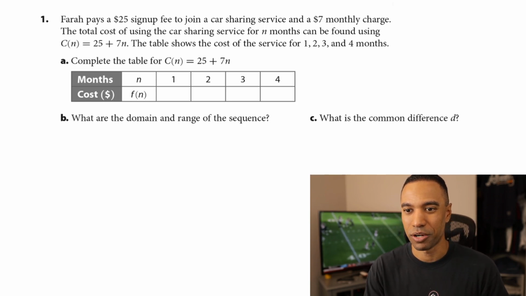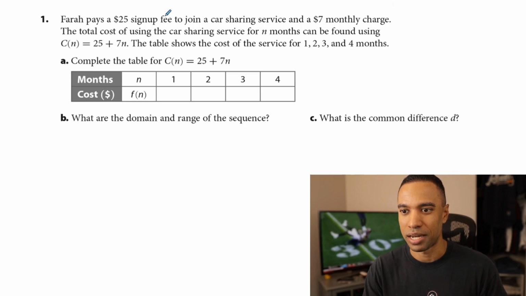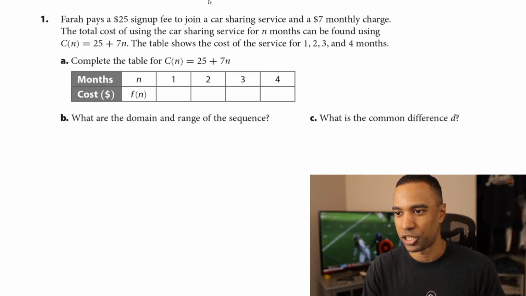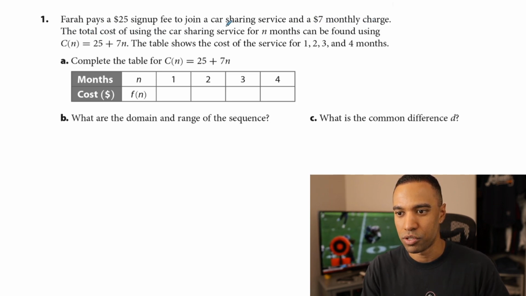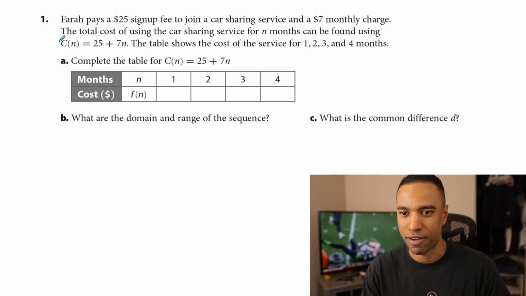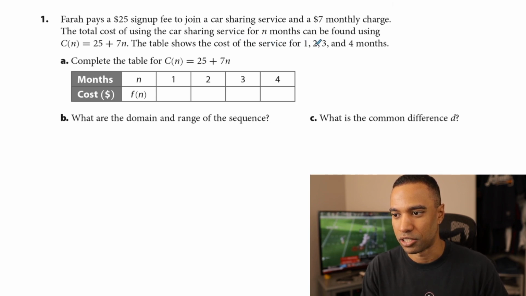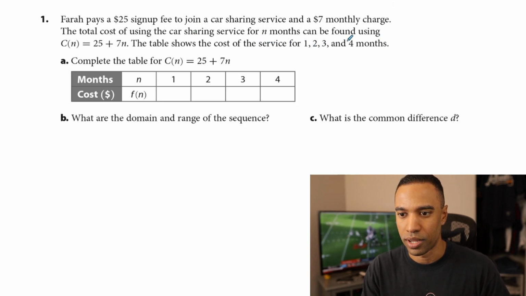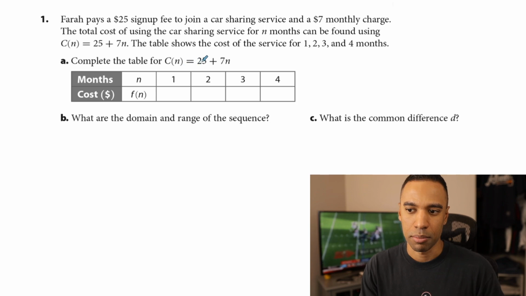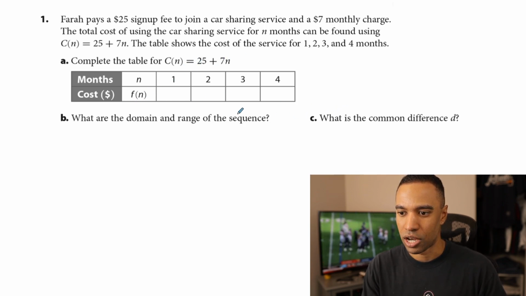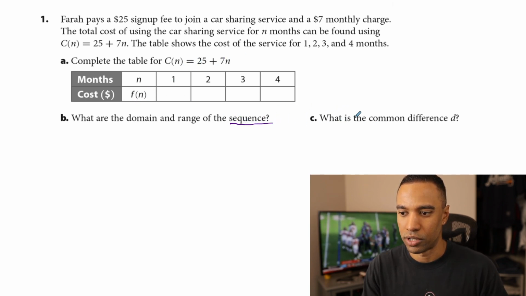So I'll go ahead and get started here with number 1. Here we go. Farah pays a $25 sign-up fee to join a car sharing service and a $7 monthly charge. The total cost of using the car sharing service for n months can be found using this model here. This is an equation and it is a function. The table shows the cost of the service for 1, 2, 3, and 4 months. Complete the table for this and what are the domain and range of the sequence. What is the common difference?